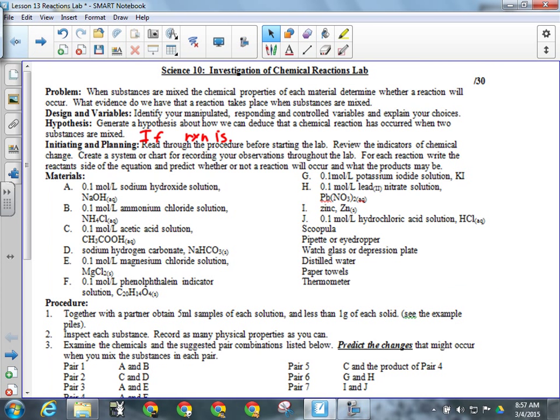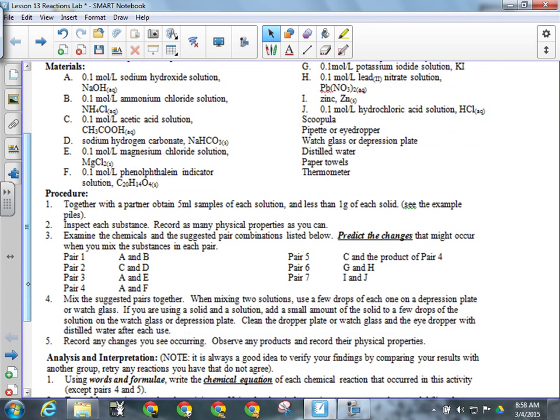Now, these reactions, they do not need to be done in order, with the exception of, you must do reaction 5 right after reaction 4, because if you read down here, pair 5 is C and the product of pair 4. So if you do pair 4, mixing A and F, keep that, and then go get some of C and add it to what you have. Those are the only two you actually have to do in order, 4 and 5. Okay? The rest you can do in any order.